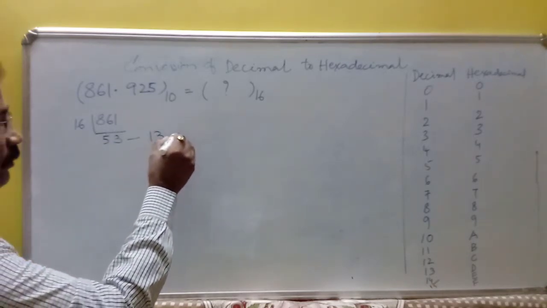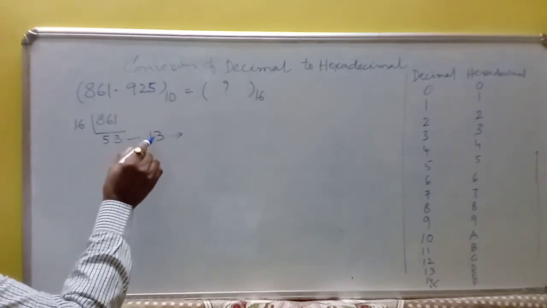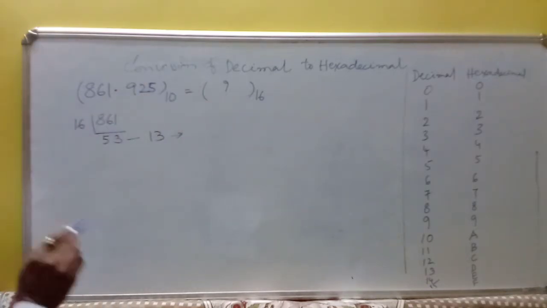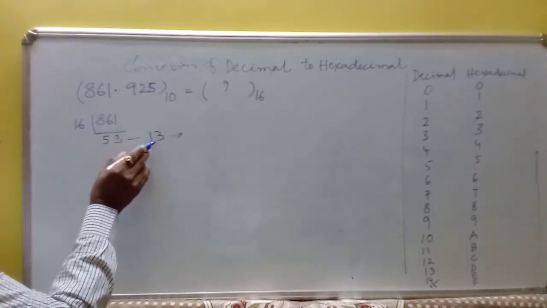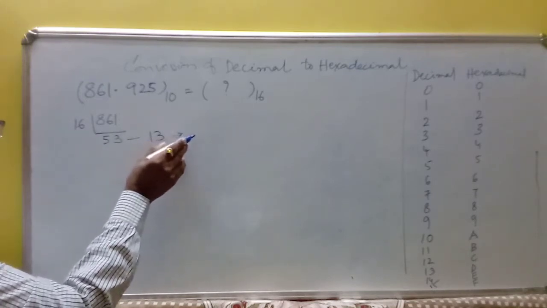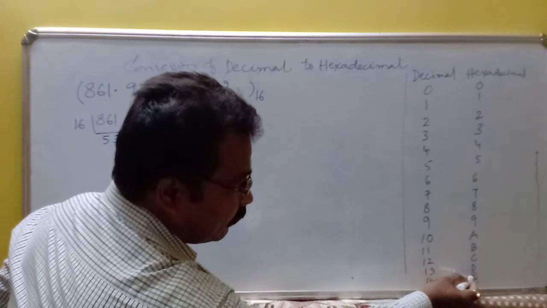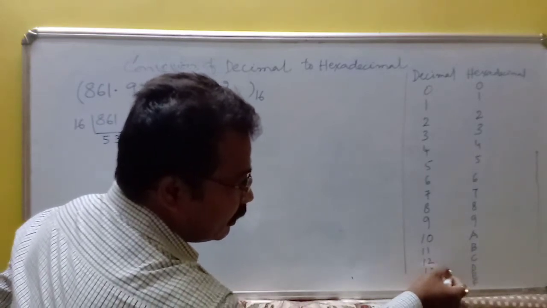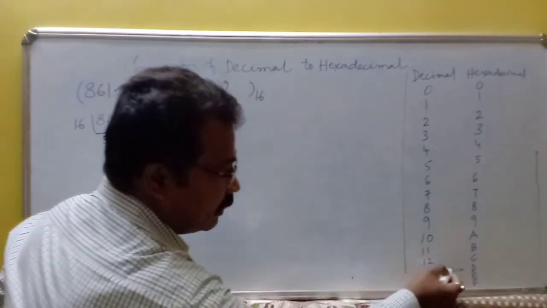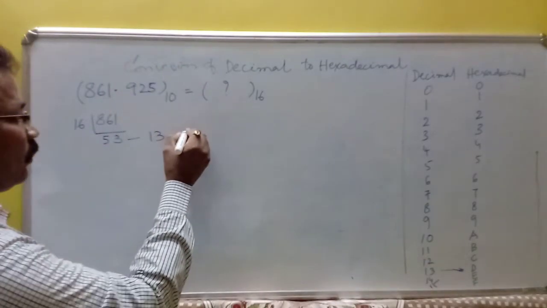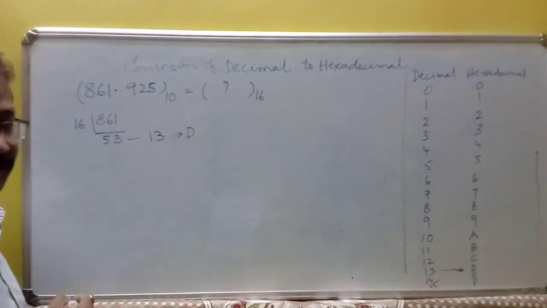So here we want to convert this decimal into hexadecimal. So we have to write this 13 as its equivalent hexadecimal digit. Here what is the 13? D. 13 is equivalent to D of hexadecimal.